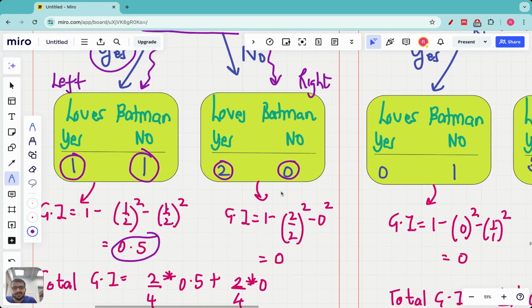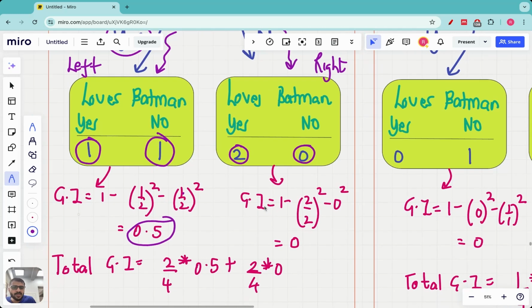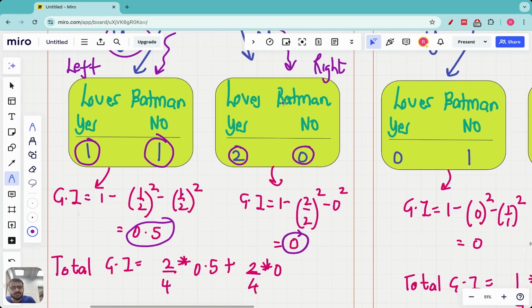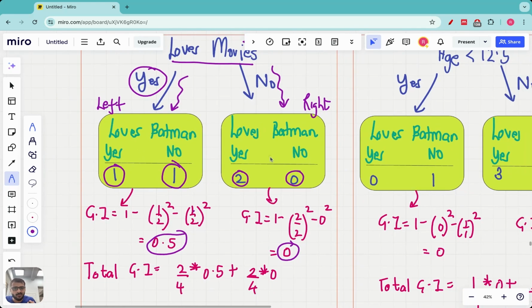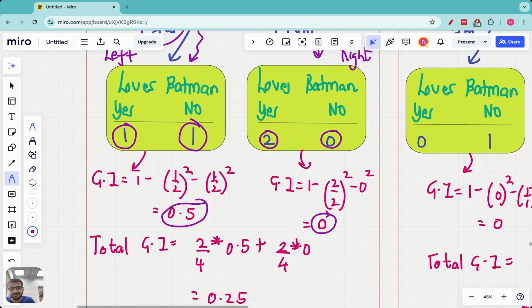On the right hand side, the Gini impurity will be 1 minus probability of yes square minus probability of no whole square. The probability of yes is 2 divided by the number of people, which is 2. So 2 by 2 whole square minus 0 square. So the Gini impurity will be 0 on the right leaf. And you should have already predicted this because it does not have a mixture of classes. It's a pure leaf. So the Gini impurity for the left leaf is 0.5 and the Gini impurity for the right leaf is 0.